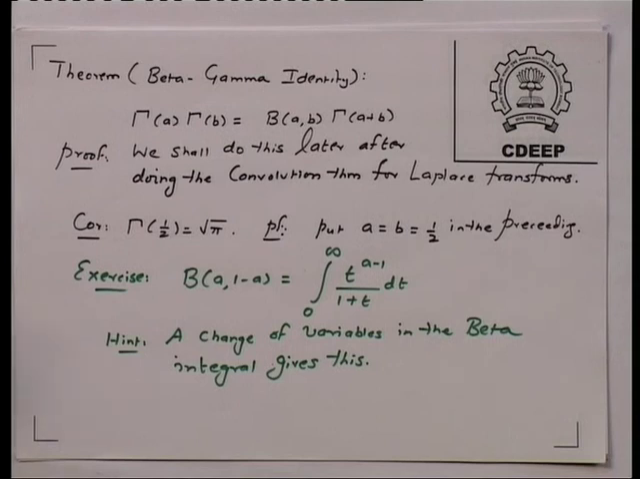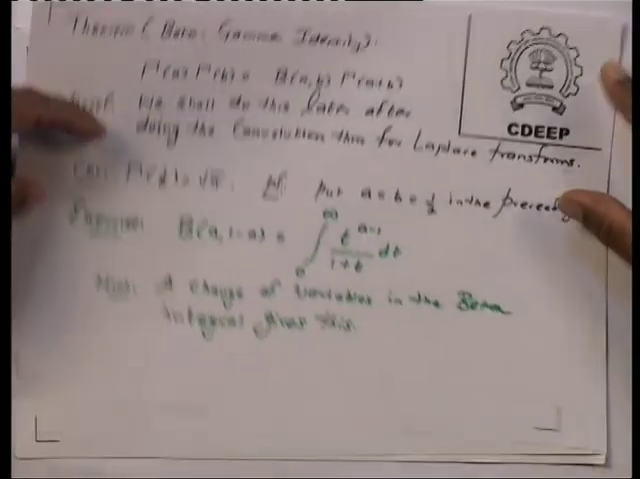Okay, so that is an important application, no doubt about it. Here is another exercise for you. Beta of a comma 1 minus a equals the integral from 0 to infinity of t raised to the power a minus 1, upon 1 plus t, dt. A simple change of variables will give you this result, alright. Please do this exercise, we are going to use it very frequently.